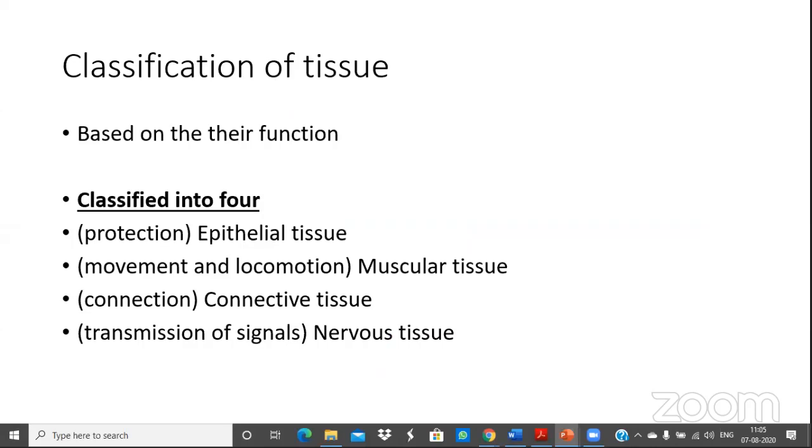One is epithelial tissue, used for protection. The second is muscular tissue, used for movement and locomotion of the body and other structures. Third, connective tissue, which is involved in the connecting function. The fourth one is nervous tissue, whose main function is transmission of nerve signals, nerve impulses. Okay, these are the four types: epithelial tissue, muscular tissue, connective tissue, and nervous tissue.